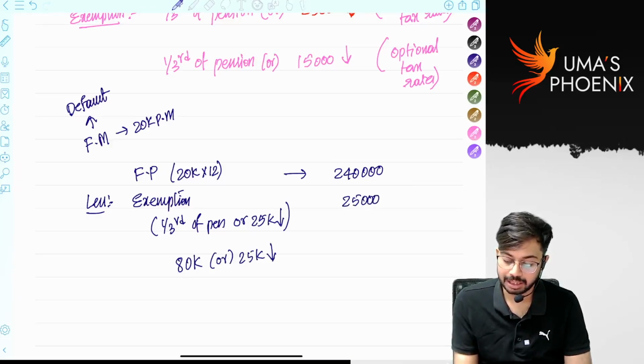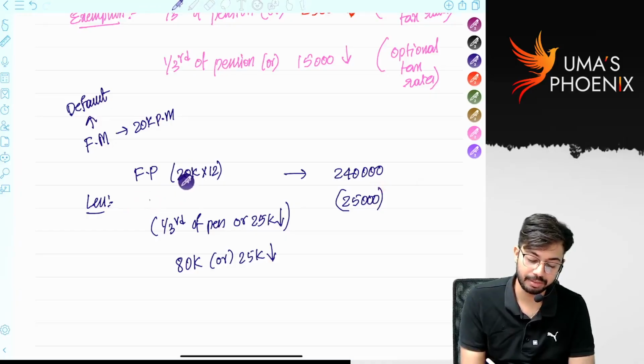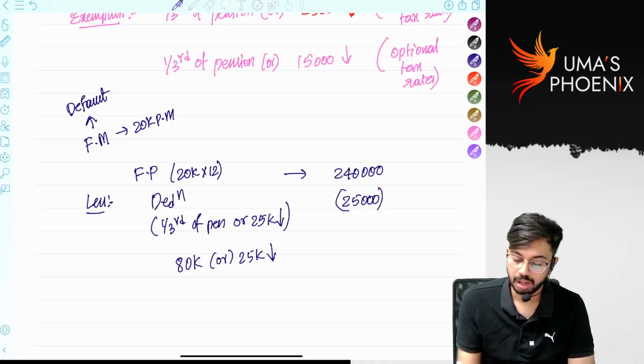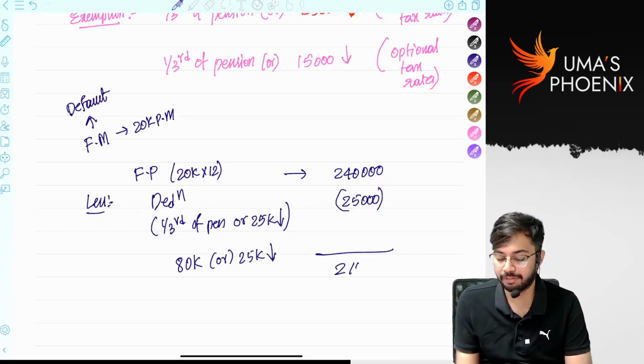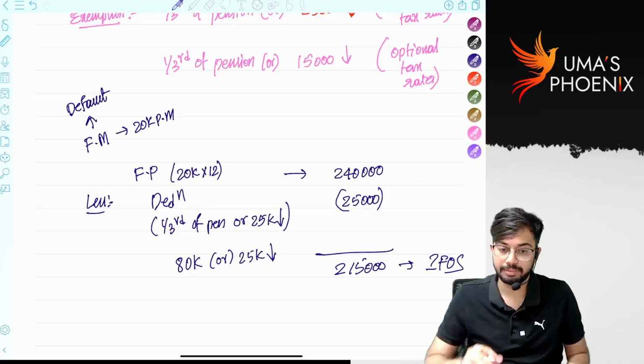25,000 is allowed. Actually, this is not exemption, this is deduction. Okay. How much will be taxable? 2,15,000 is taxable under other sources. Is it clear? Did you understand?